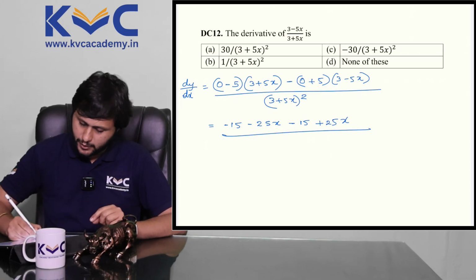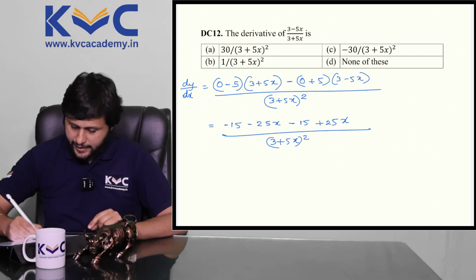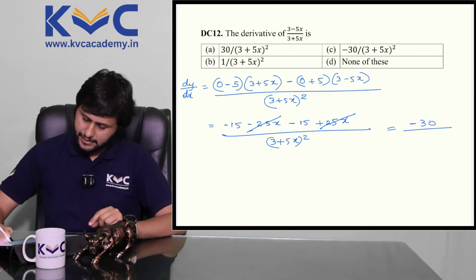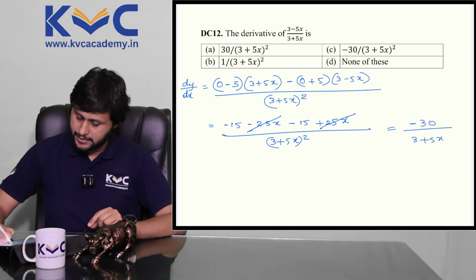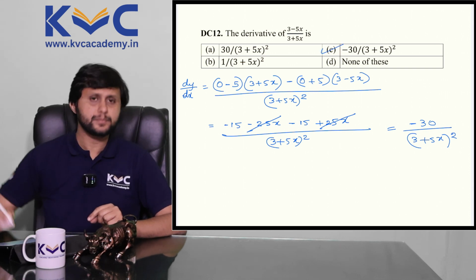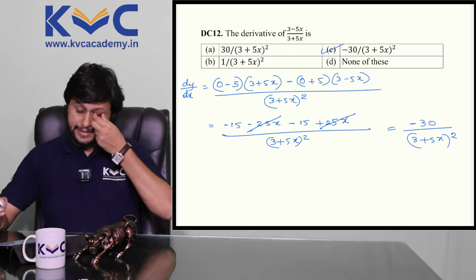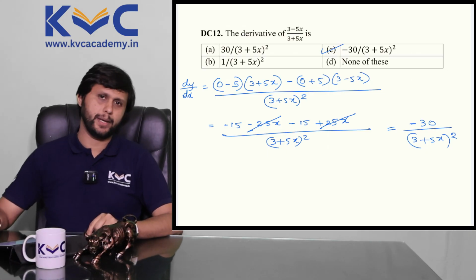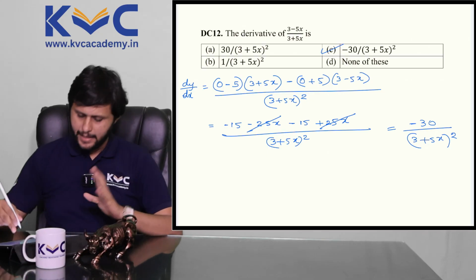Whole divided by denominator as it is. 25x positive and negative cancels. We get minus 30. And very happy to see that in the options. It's there in option C. Option C is the right answer. Minus 30 divided by 3 plus 5x whole square. Quotient rule. Moving on.